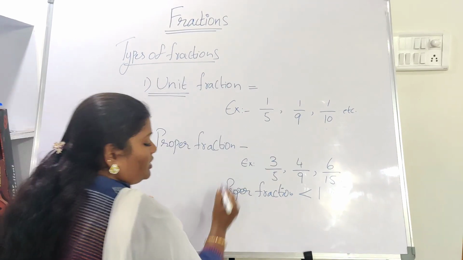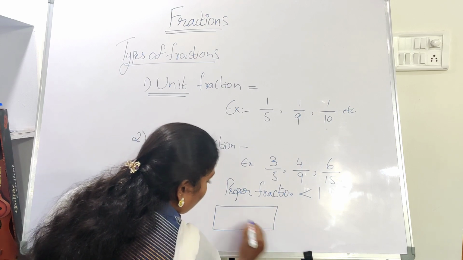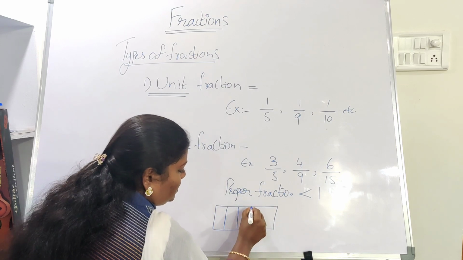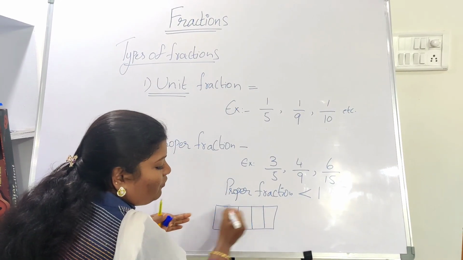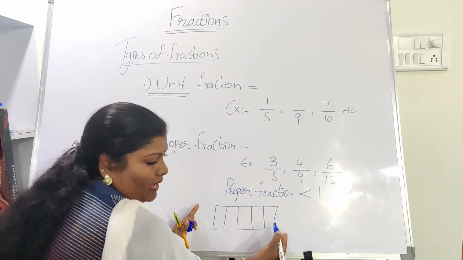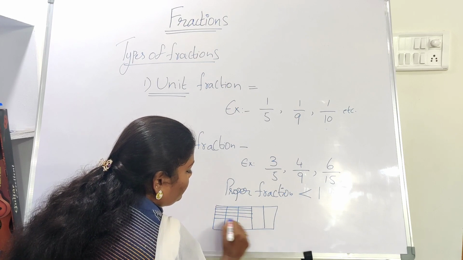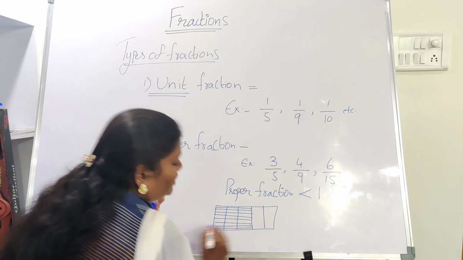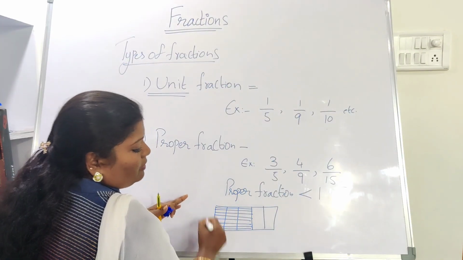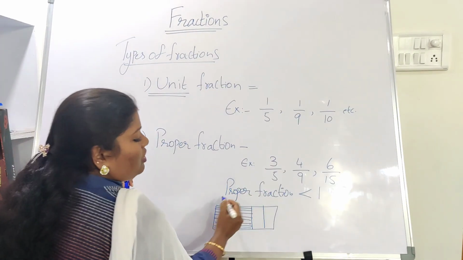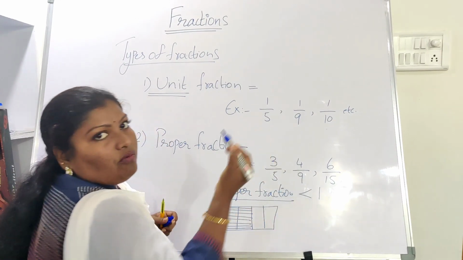Always less than 1. Let me show this by using 5 squares. 1, 2, 3, 4, 5. So this 3 by 5 represents that the whole part is divided into 5 parts, and among these I am using 3 of them. See here, the shaded part is nothing but 3 by 5. So this 3 by 5 does not represent the whole part. So always remember, a proper fraction value will always be less than 1.